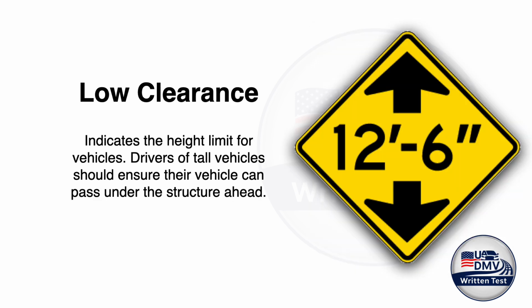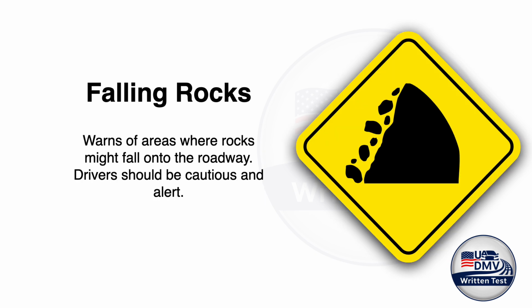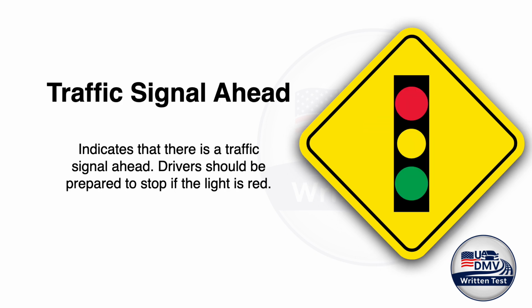Low clearance indicates the height limit for vehicles. Drivers of tall vehicles should ensure their vehicle can pass under the structure ahead. Falling rocks warns of areas where rocks might fall onto the roadway. Drivers should be cautious and alert. Traffic signal ahead indicates that there is a traffic signal ahead. Drivers should be prepared to stop if the light is red.